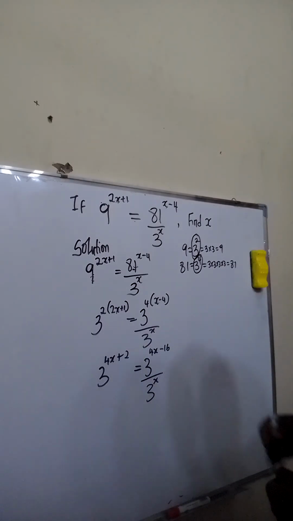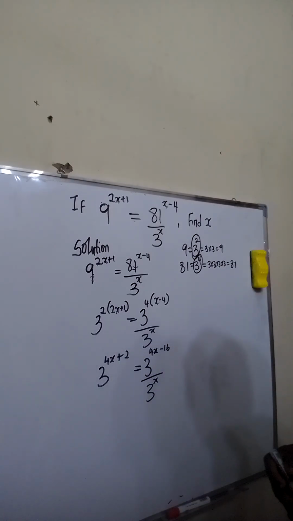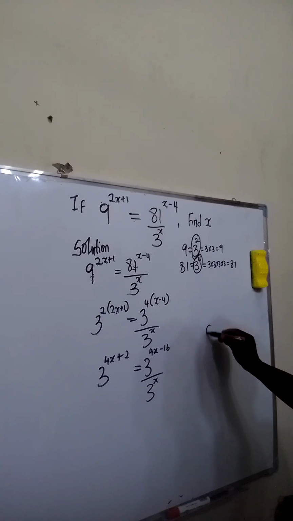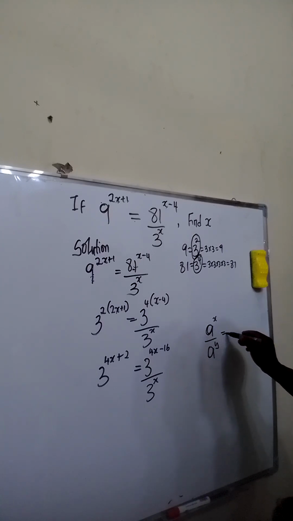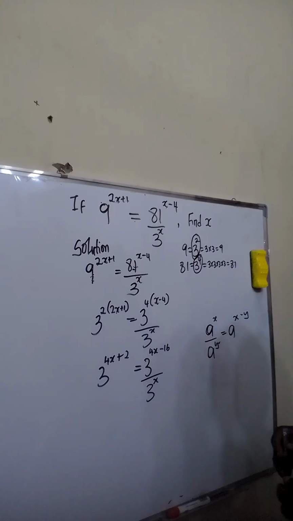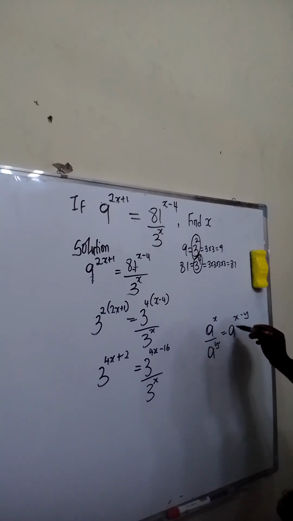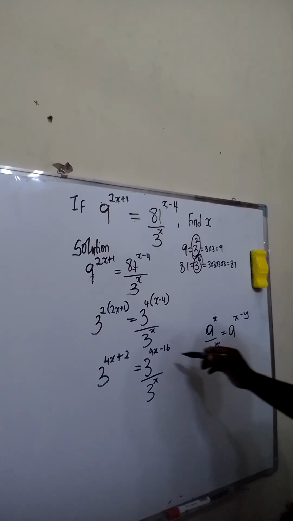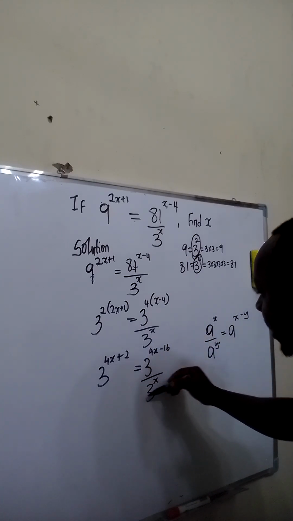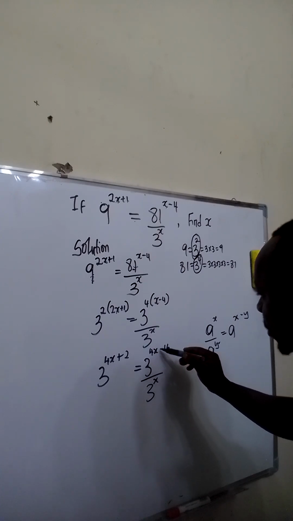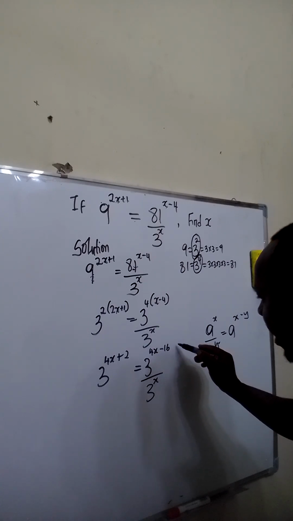Now, from the quotient law of indices, for example, if we have a raised to power x over a raised to power y, this is the same thing as a raised to power x minus y. So this equation will be the same thing as 3 raised to power 4x minus 16 minus x.